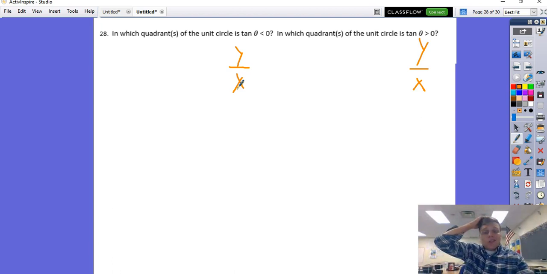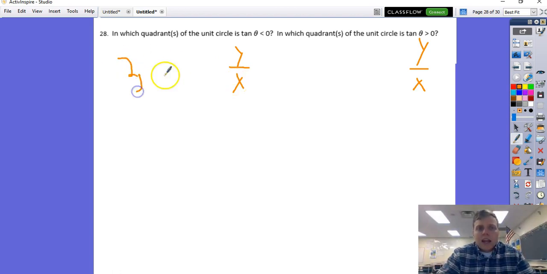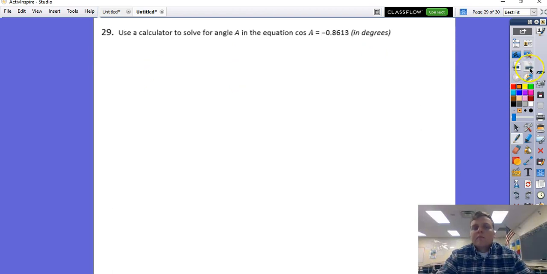Which quadrants is one positive and one negative? Well, I know in quadrant 2, x is negative, y is positive. So if I did positive divided by negative, that would make it negative. So quadrant 2 and then quadrant 4, because I know in quadrant 4, x is positive, but y is negative. And then to be greater than 0, it means that both of these are positive or both of these are negative. Okay, because that would make it greater than 0. So that's just quadrant 1, where x and y are both positive, and quadrant 3, where x and y are both negative.